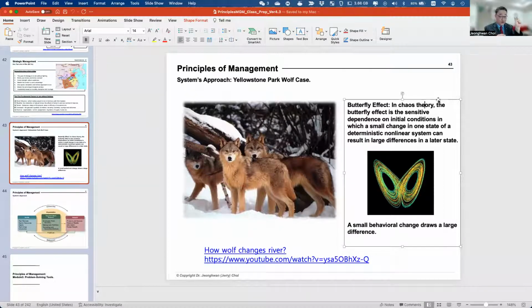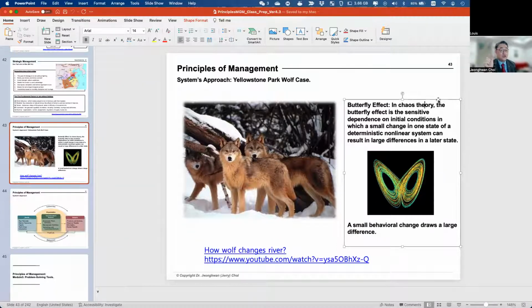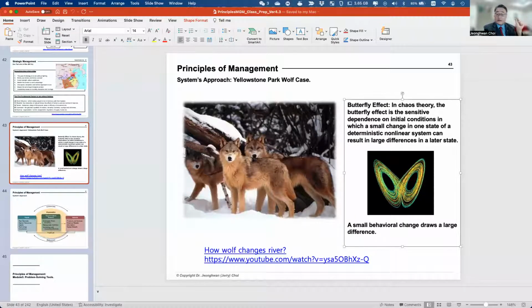Wow, a small butterfly wing makes a tremendous difference in the New York City weather. Possible. Even though it is a very small change of something, even though there is a small effort, even though there is a small something, that small change, that small effort, that small control, that small management can make a dramatic difference in results. We call that the butterfly effect.